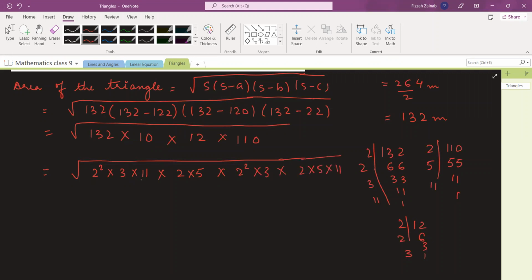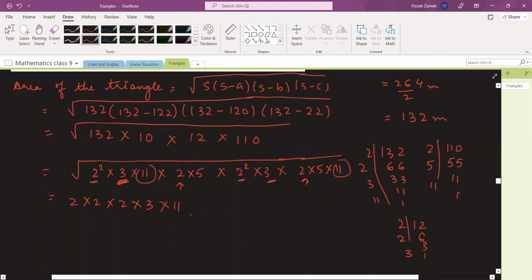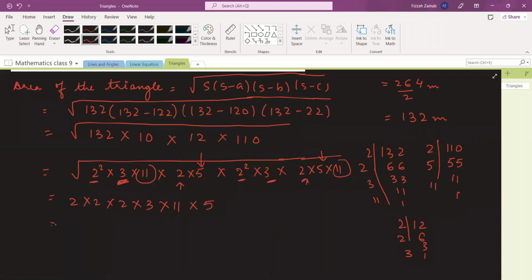Is that clear? Okay. Now see, I have a 2 square here, right? So one 2 will come out. Then another 2 square here, another 2 will come out. And then there's a 2 here and a 2 here, so there's another pair. So one more 2 will come out, right? Okay. Now 3. So I have two 3s. As you can see, one 3 is here, one 3 is here. So one of the 3s will come out. Then again I have two 11s. One 11 is here, one is here. So one 11 will come out. And yeah, I have two 5s. One 5 is here and one 5 is here. So one 5 will come out. Is that clear?